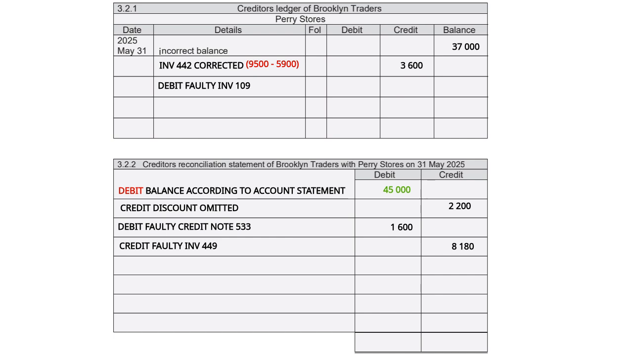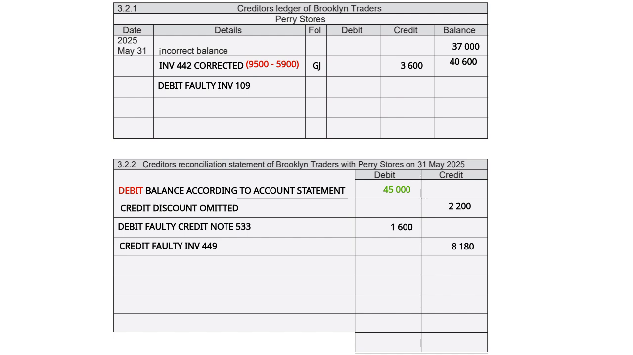Okay, just to remind you, before we put this entry in, I never entered the balance. We started with a balance of 37,000. I now add a credit of 3,600, so my balance will increase to 40,600 because of our general journal transaction. We had to go and correct invoice 442.